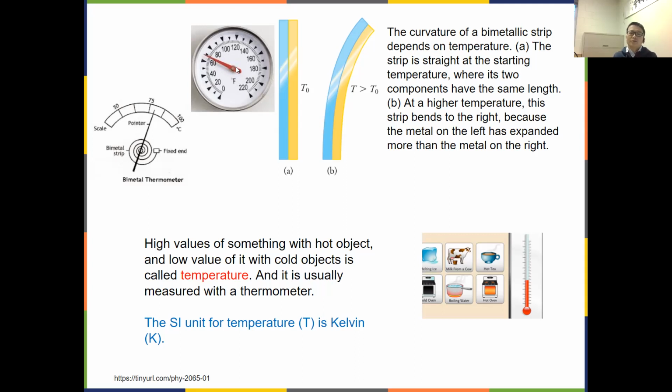Now, temperature in physics is defined as a high value of something with a hot object and a low value of it with a cold object. So that's called temperature. The symbol for the quantity temperature is capital T, and the SI unit for temperature is Kelvin. It's not the Fahrenheit that you are more familiar with or the Celsius that you are less familiar with. Neither of those two, but it's actually in Kelvin.